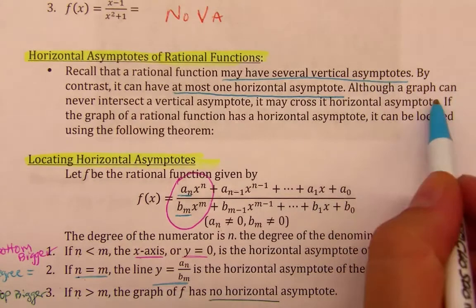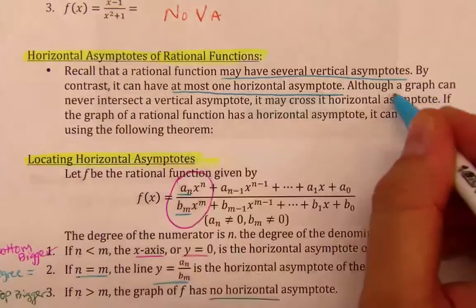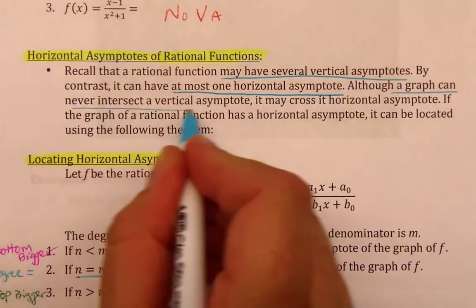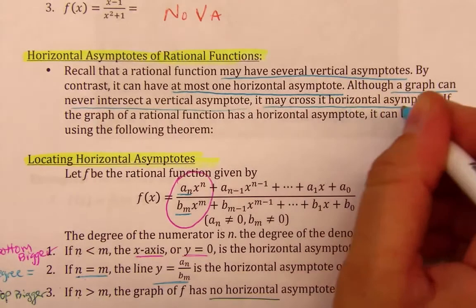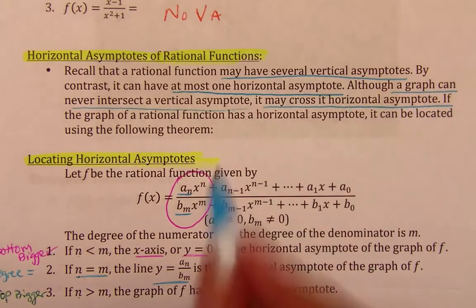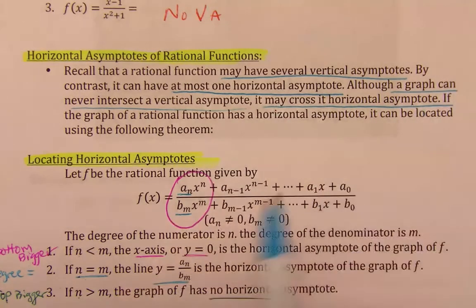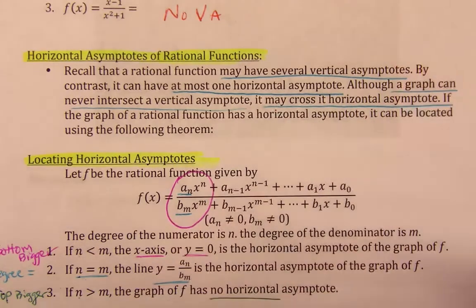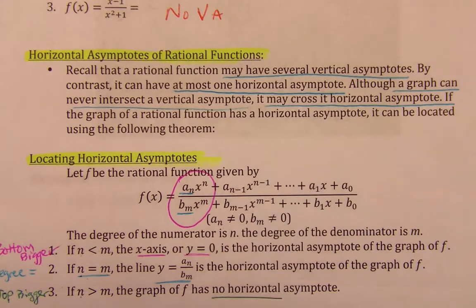And although a graph can never intersect a vertical asymptote, it may cross a horizontal asymptote. So there may be times where your graph does actually cross your horizontal asymptote. And usually that will be when you have two vertical asymptotes. And we'll see some examples of this happening in our homework and in class.